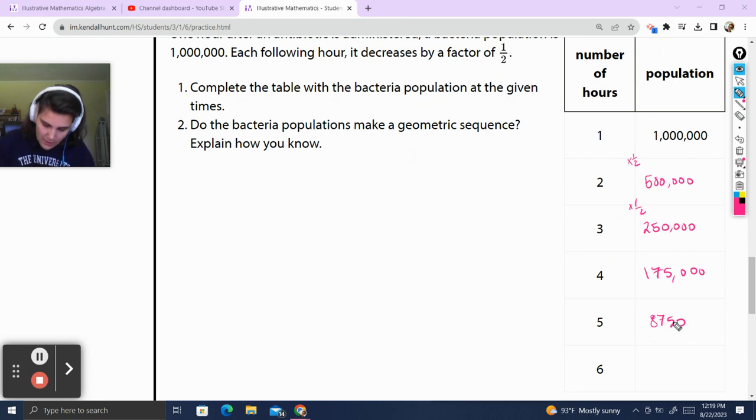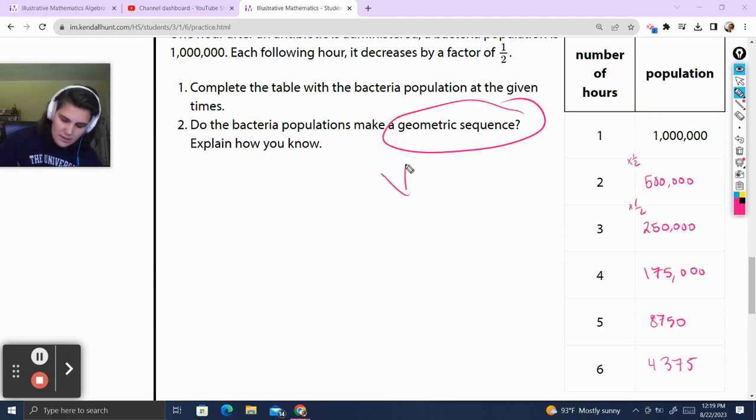Do your mental math or use your handy dandy calculator. I always recommend using a handy dandy calculator because don't waste your time doing mental math. And does the bacterial population make a geometric sequence? Yes, it does. Because we know that there is a constant value which we multiply each of the previous terms by. This value is 1/2, which gives us a geometric sequence.